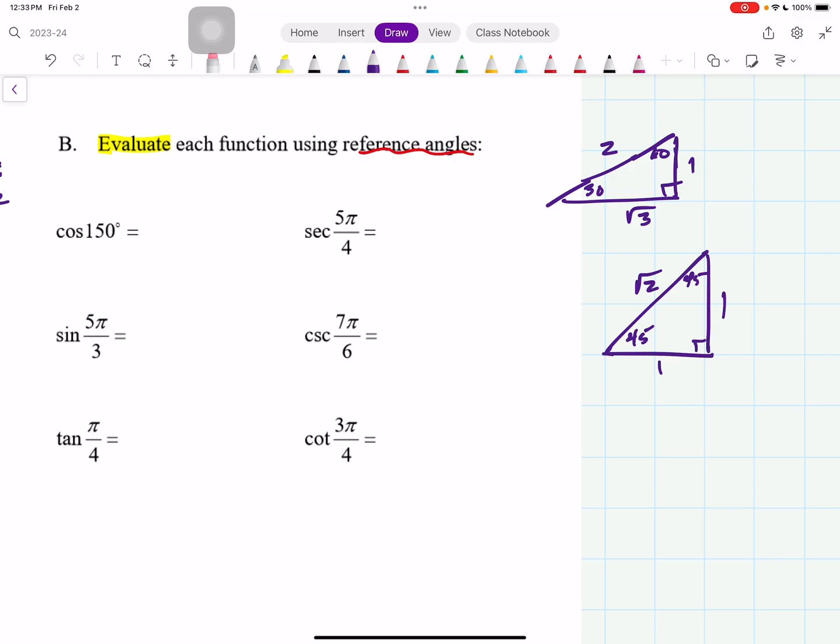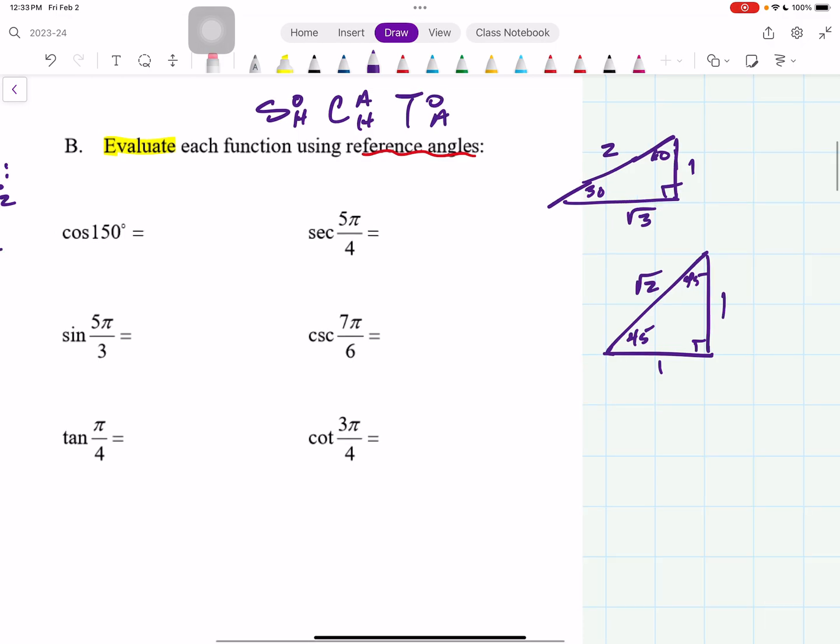Okay, and again, SOHCAHTOA. That's all you really need. You could use the unit circle here, but it's a lot easier than that, guys. Okay, so here we go. We're going to write it in terms of the reference angles. The reference angle of 150 is 30, because 180 minus 150 gives you 30. Now the question is, is this negative or positive? This is a quadrant 2 angle, and cosine is negative in quadrant 2, so I'm going to rewrite it as negative cosine of 30 degrees. Then you look at your triangle, and cosine of 30 degrees is rad 3 over 2, so you get negative rad 3 over 2.